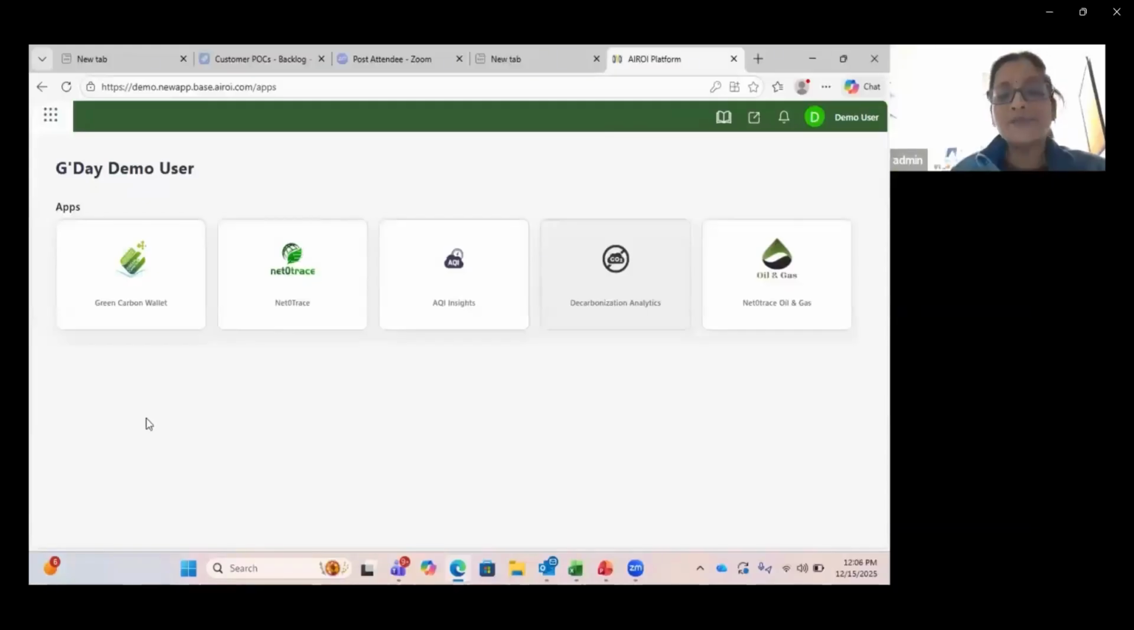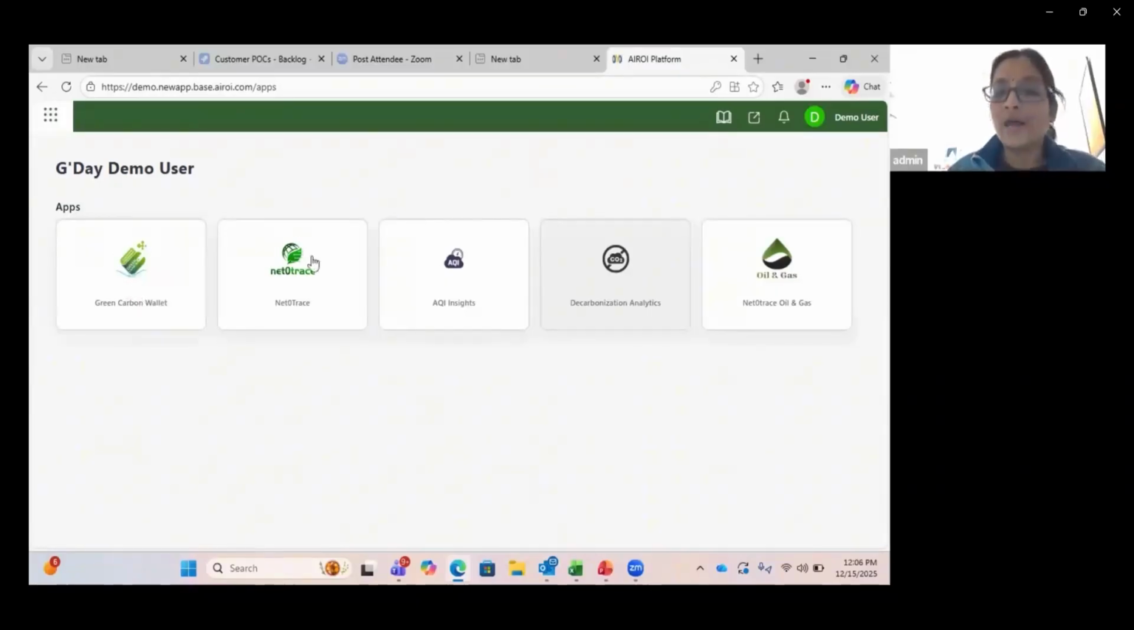Yeah, so the platform is structured into different modules. The first module is called the Green Carbon Wallet. This is for carbon trading. So the green projects get registered in this module, and then it goes through a process of verification, audit, re-verification, and certification by the registry before the credits are issued. I'll show that to you in detail too.